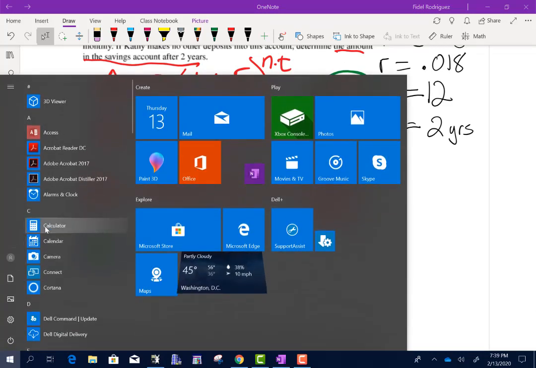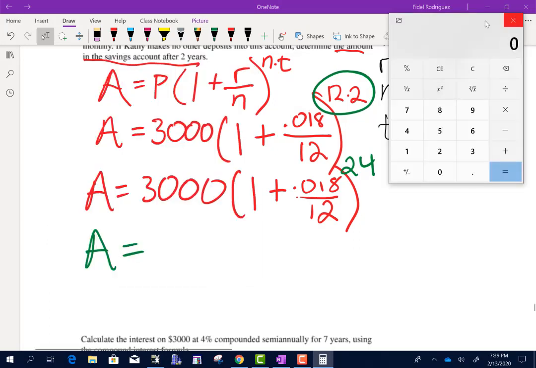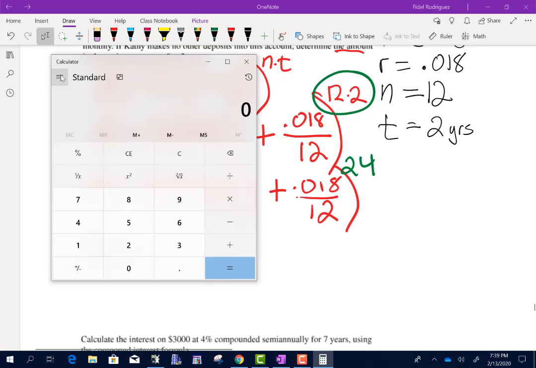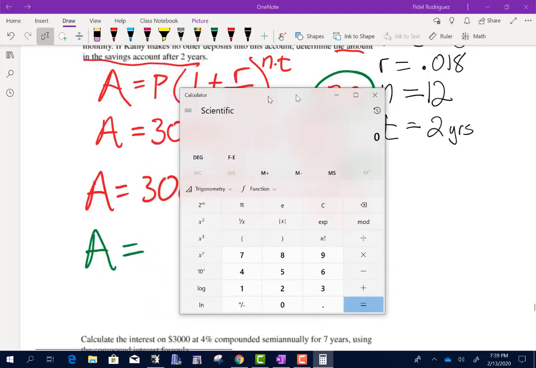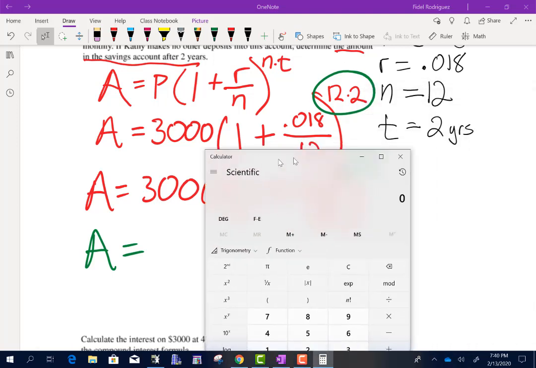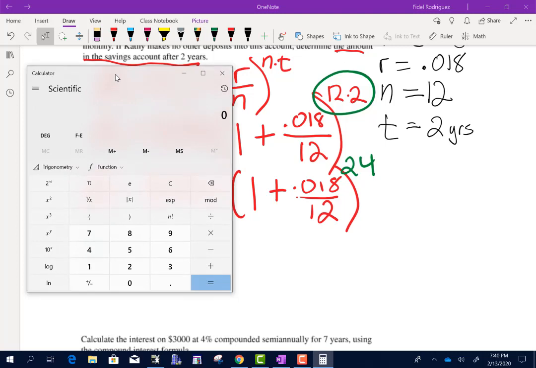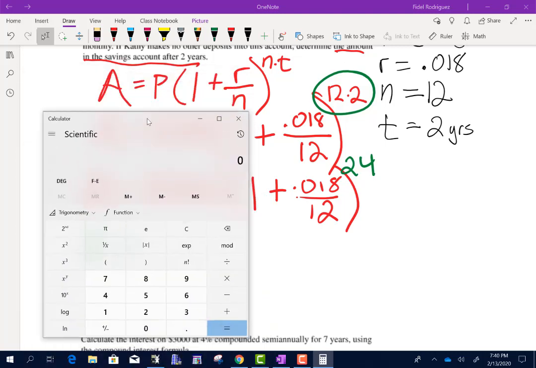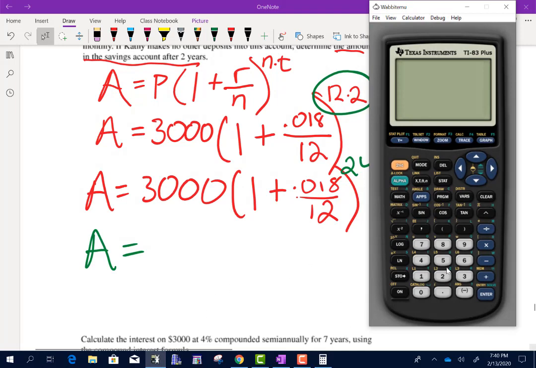Here we go. If you have a standard calculator, let me see if we can switch it over. Here we go. Let's go to a scientific calculator. Because this is a plug and chug type of problem, I'm going to type in exactly what I see. Let me turn this guy on.